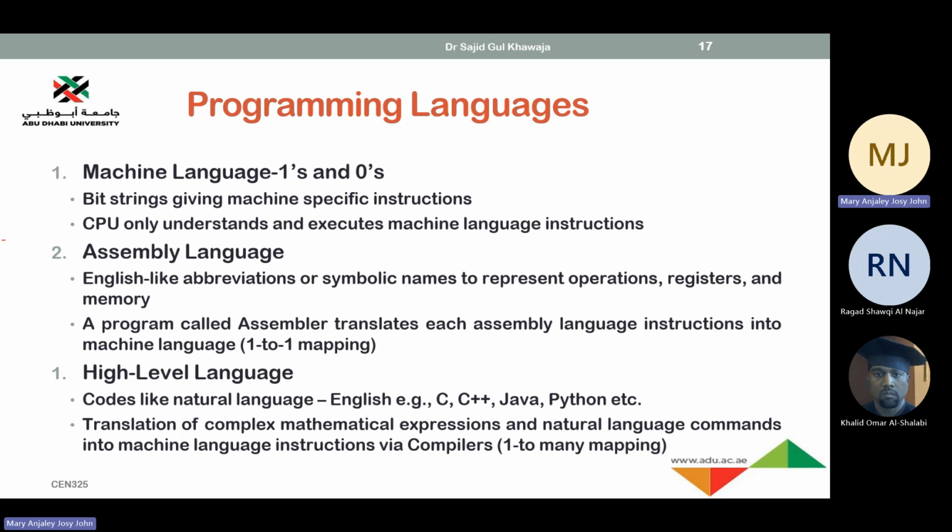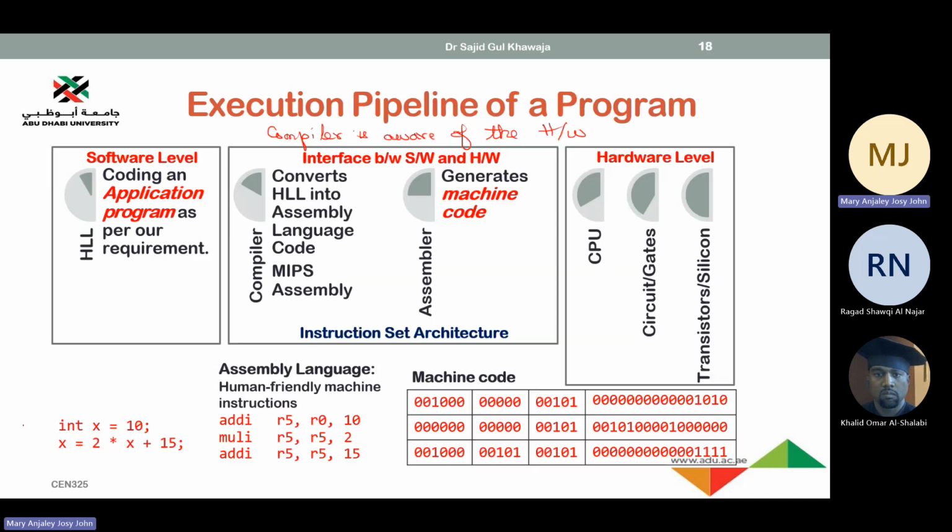So we start with the high-level languages, which are much simpler for us. But when it comes to the machine, it has to be converted to assembly and then to machine language for the machine to understand. So we type in the high-level languages, and it has to be converted to machine language. It has to be converted to this and then to that. Read later. So at the software level, coding and application programs are as per our requirement.